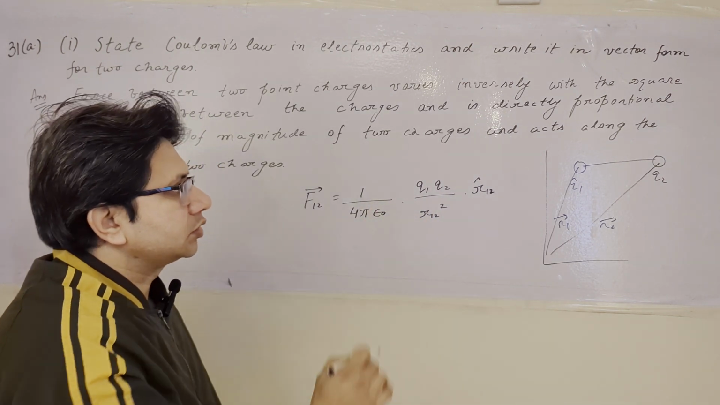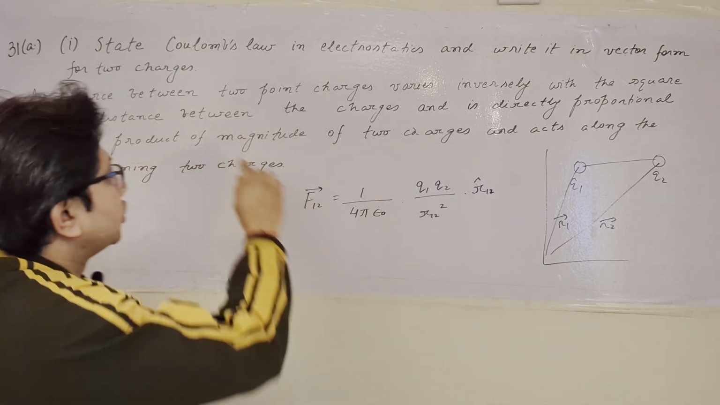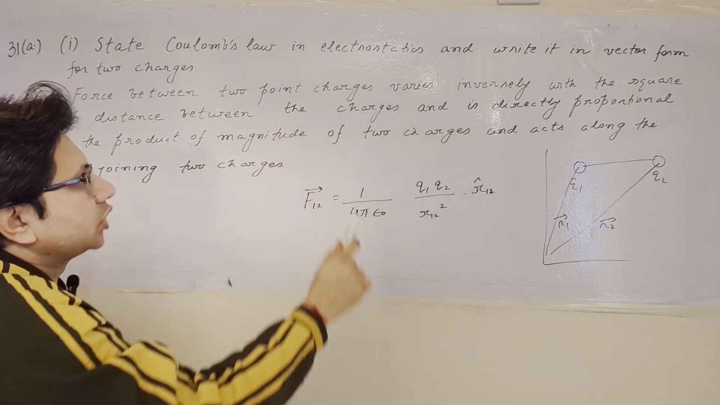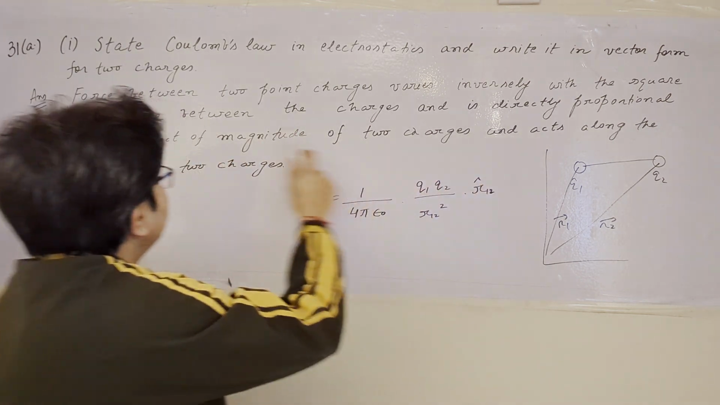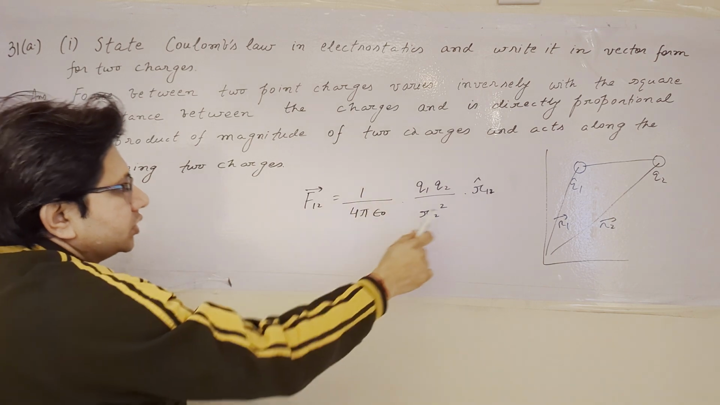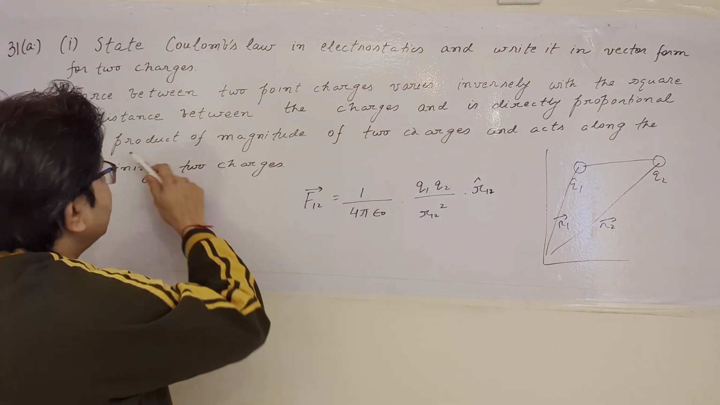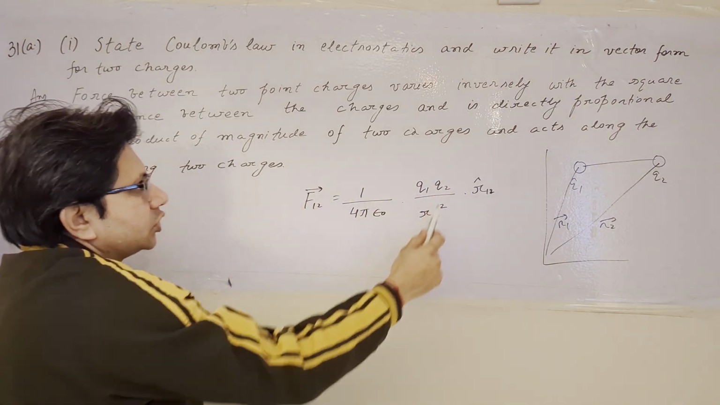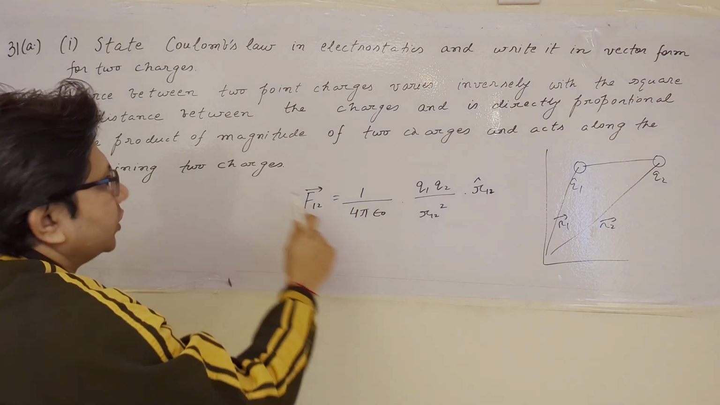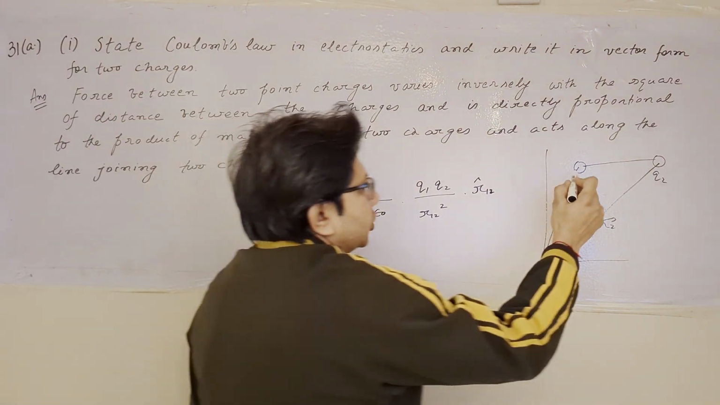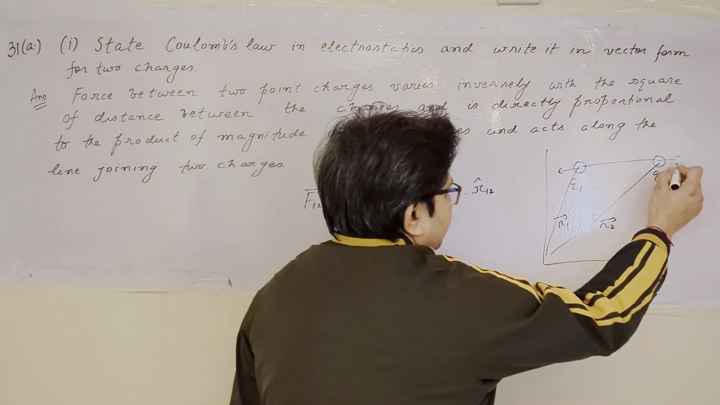So this is the formal statement. In the formal statement, we can say that the force between two charges varies inversely with the square of the distance between the charges, is directly proportional to the product of the magnitudes of the charges, and acts along the line joining the two charges. So along the line joining the two charges, this force acts.